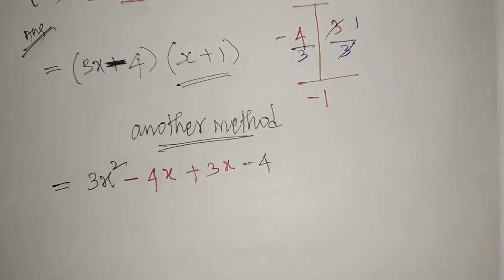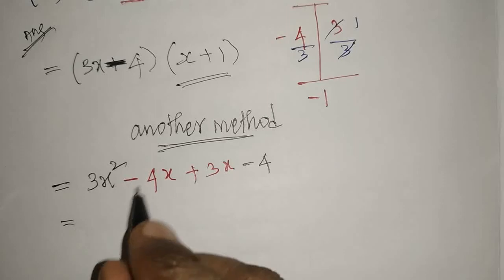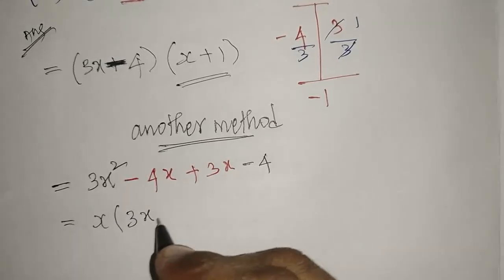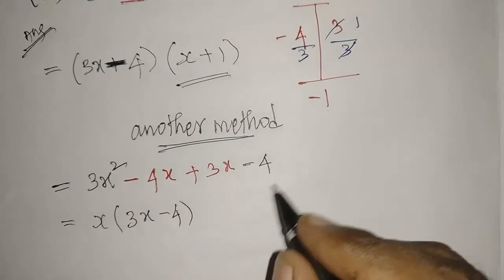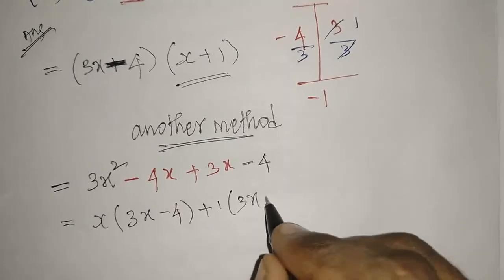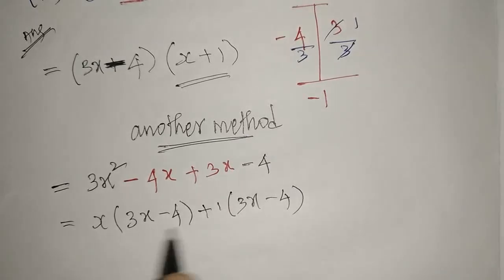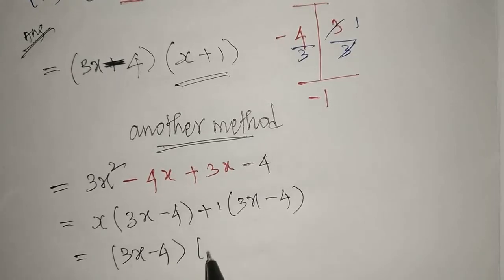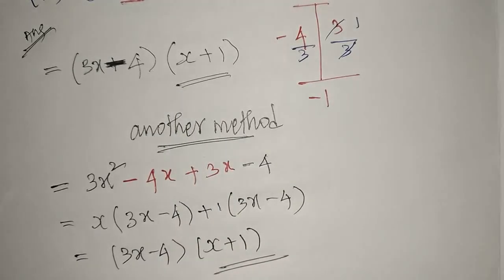Then take the common value outside, you will get it. From this the common value is x only, then remaining we have 3x minus 4. And here nothing to take, so 1 I'm taking like that. So 3x minus 4, 3x minus 4 we have. So that 3x minus 4 into x plus 1. That's it, we are getting this answer. This only I was given here. I hope you'll understand this.